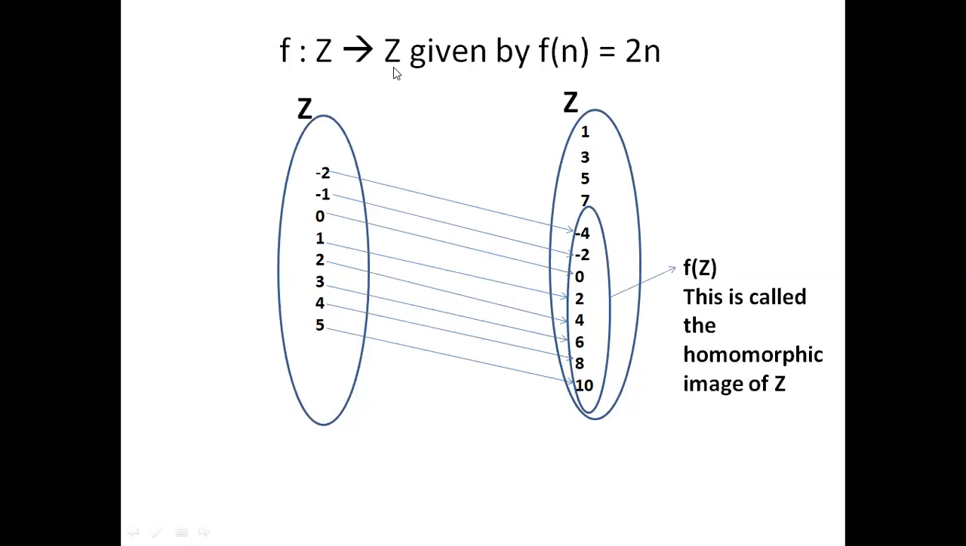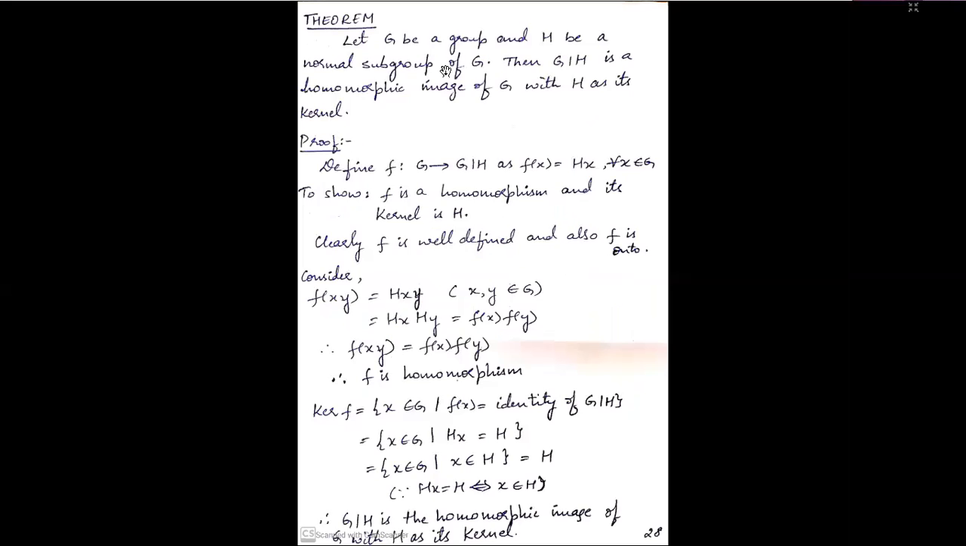Now let us look at the proof. To show that G by H is a homomorphic image of G, we need to define a map. So I define a map f from G to G by H as f of x is equal to Hx for all x belonging to G. I need to show that f is a homomorphism and its kernel is H.